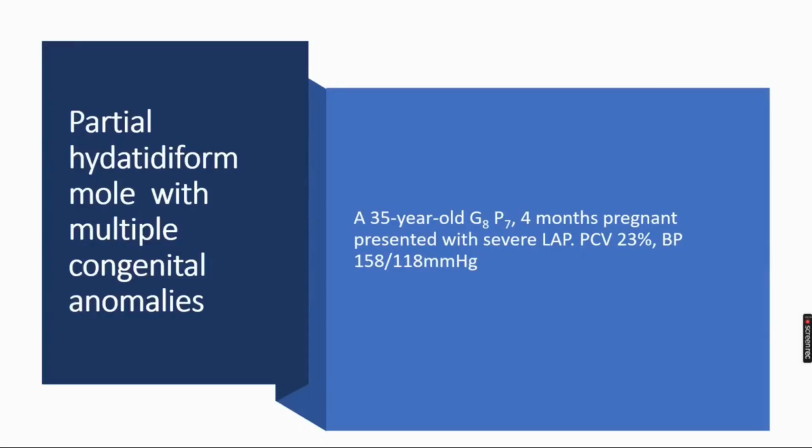The second case was that of a partial hydatidiform mole with congenital anomalies. She was a 35-year-old, gravida 8, para 7, who presented with severe lower abdominal pain at 4 months. Her packed cell volume was 23%, and the blood pressure was 158/180 millimeters of mercury at 4 months.